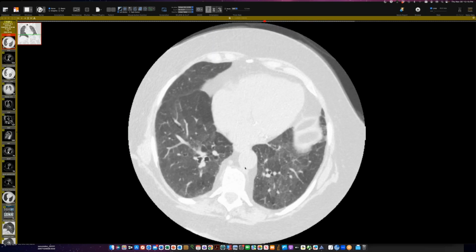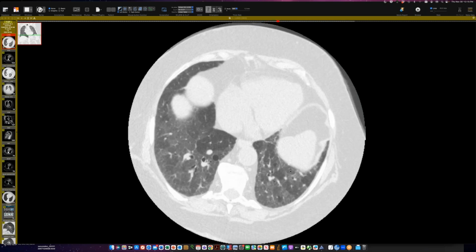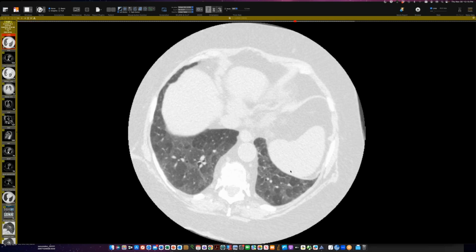So, you know, I don't think I've seen the mosaic attenuation at this extent before with Sjogren's syndrome. I don't know, Jeff, have you?